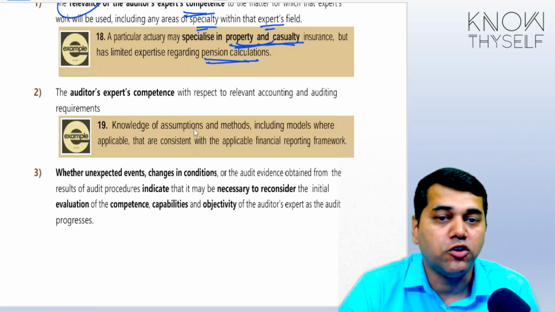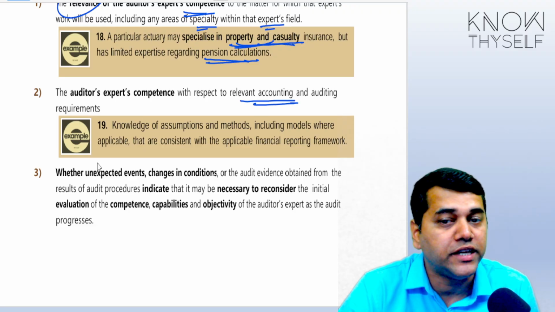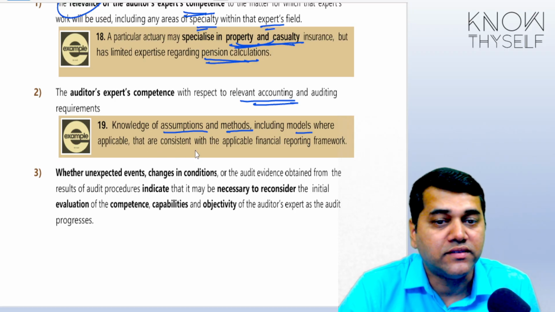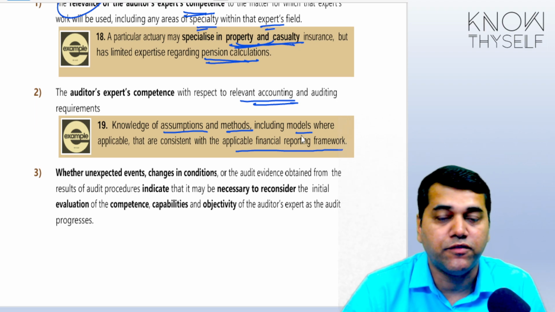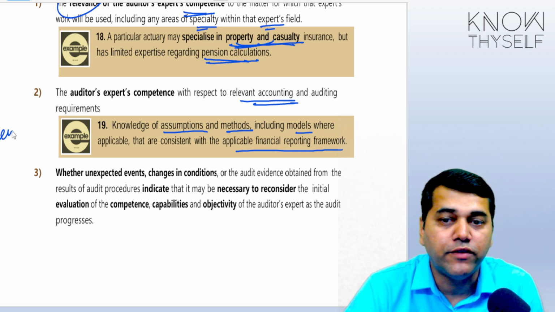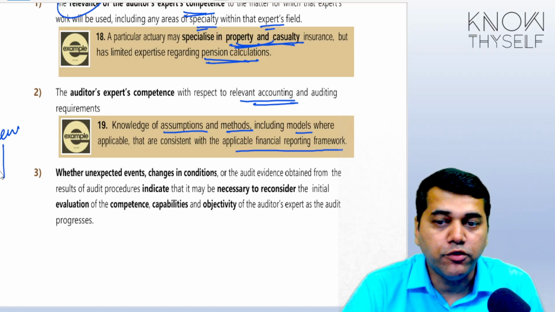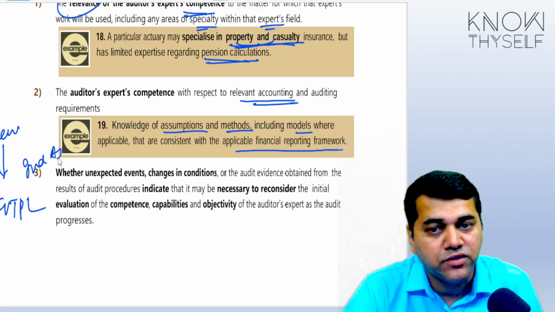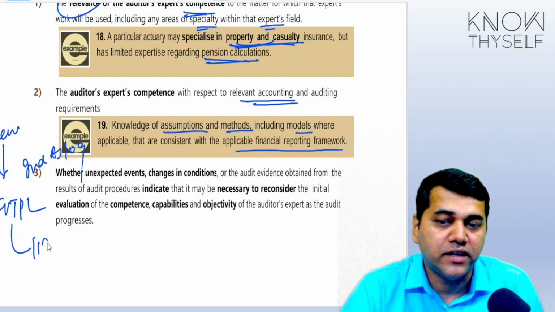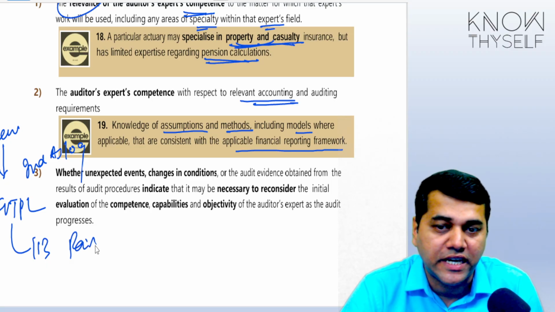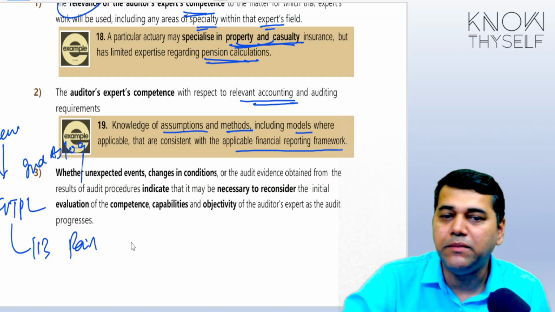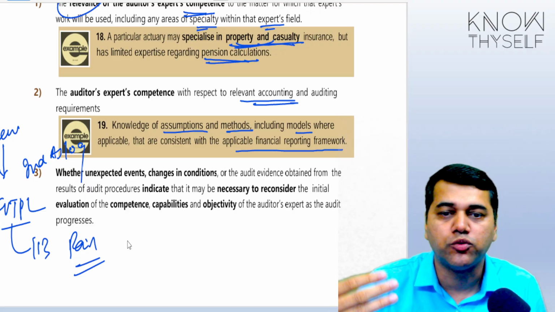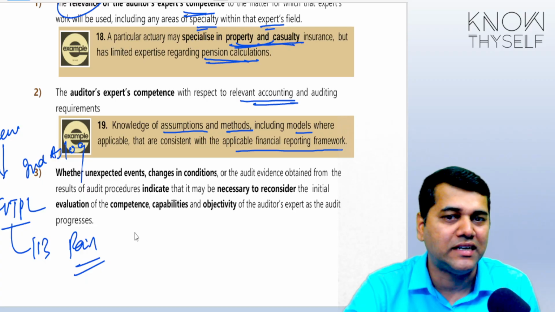Now, the auditor's expert's competence with regard to relevant accounting and auditing requirements, like knowledge of assumptions and methods, including models, should be consistent with the applicable reporting framework. For example, if we have to do a derivative valuation, it has to be done as per FVTPL. Who is telling me? Ind AS 109. Now, Ind AS 113 talks about the fair valuation standard. It will tell you certain elements, like what should be the valuation of FVTPL, what is observable input 1, observable input 2. It gives us certain guidelines.